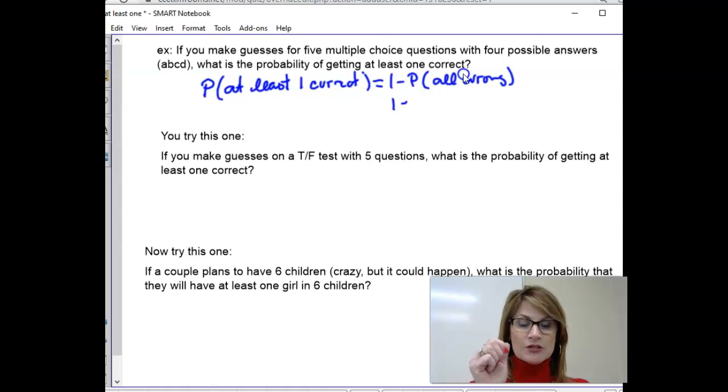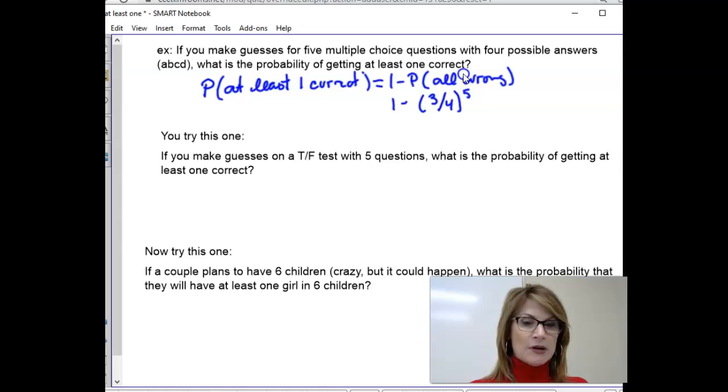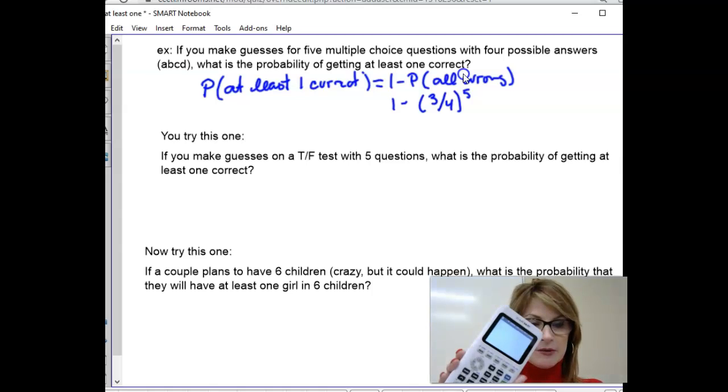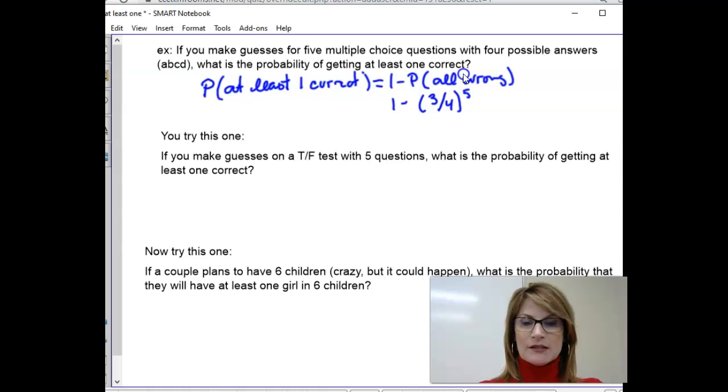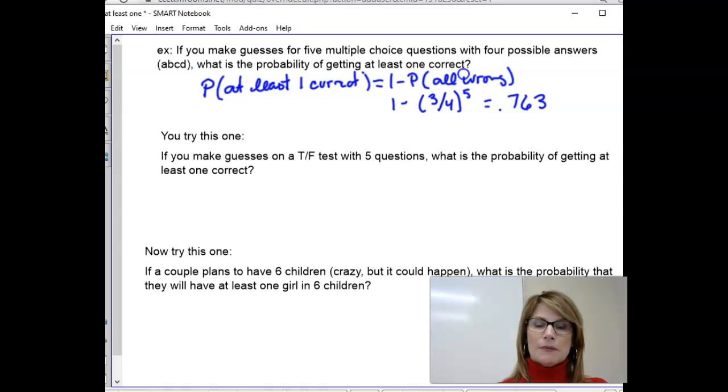Okay, so let's think about wrong. If we've got 4 answers, A, B, C, D, and let's just say one of them is right, then 3 of them are wrong. 3/4 are wrong, and we have 5 questions. So we're going to do 1 minus 3/4 to the 5th. I've just got my calculator right here. 1 minus 3/4 raised to the 5th is 0.7626, so that rounds off to 0.763.